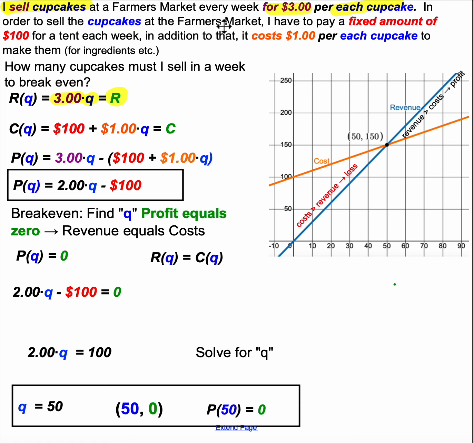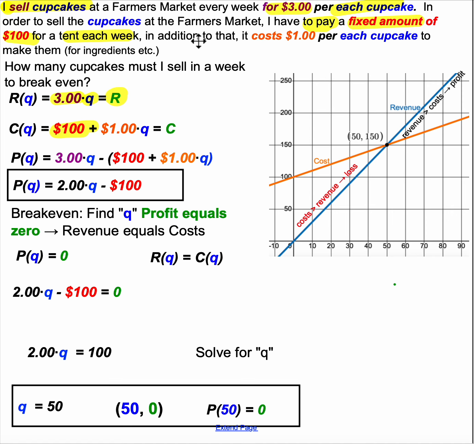In order to be able to sell the cupcakes, I have to pay. That's a cost. When I have to pay out of my pocket, it's a cost. A fixed amount of $100 each week for the tent. So the amount I pay for the tent doesn't vary based upon how many cupcakes I sell. It is a fixed cost. It's an initial cost that I have.